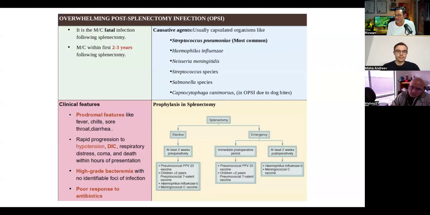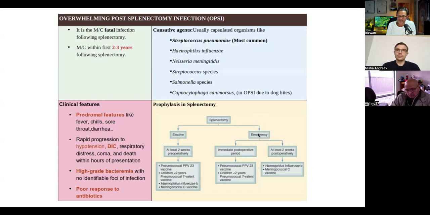There's virtually no spleen to capture those encapsulated bacteria, which we've listed here: Streptococcus, Haemophilus, Neisseria, and Salmonella. Okay, so prophylaxis, which is elective and emergency. Elective is at least 2 weeks pre-operatively, pneumococcal vaccine. For children under 2 years, pneumococcal polyvalent vaccine, Haemophilus vaccine, and meningococcal vaccine.